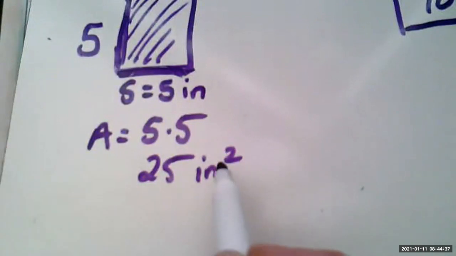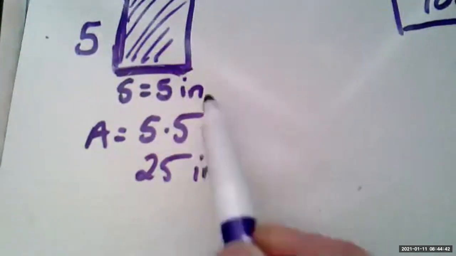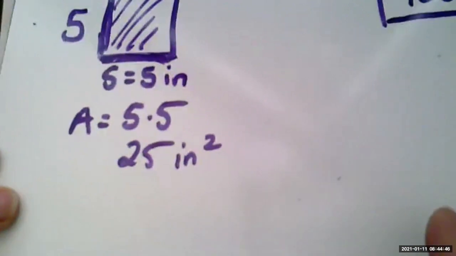This is just how you label, because anytime you're given a problem that gives you a measurement, you want to use that measurement in your label. So you have 25 inches squared.